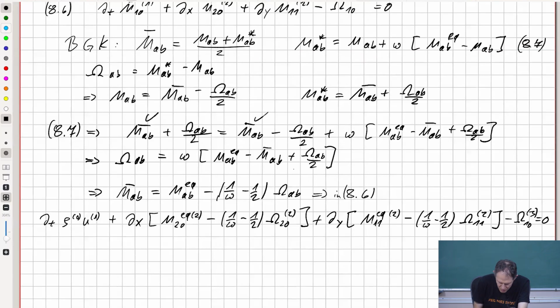So we know what M20 equilibrium is to second order. This comes from the Maxwell-Boltzmann distribution. So there is the speed of sound squared. Now, because we have gone non-dimensional, I write the speed of sound non-dimensional as the non-dimensional temperature theta. Theta into rho to the second order now, plus u to first order square rho to the 0 order.